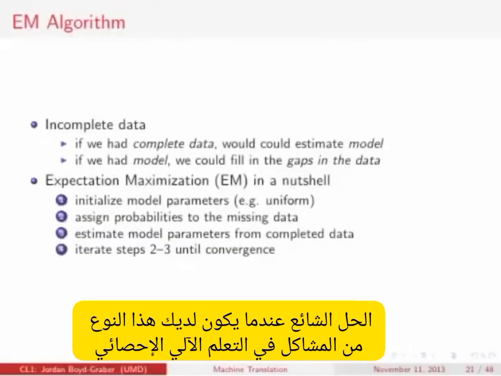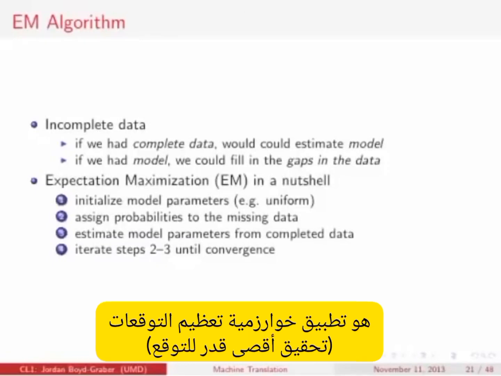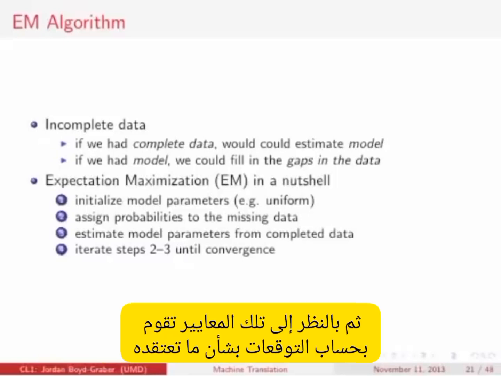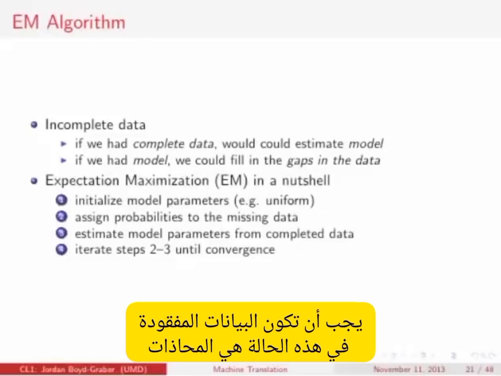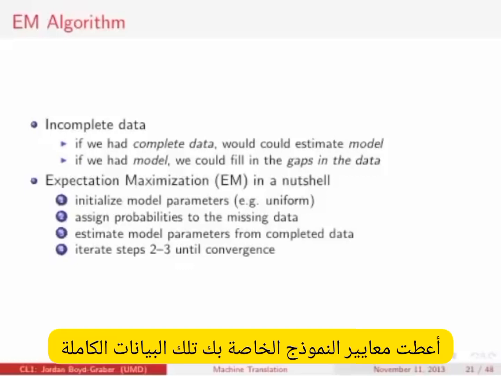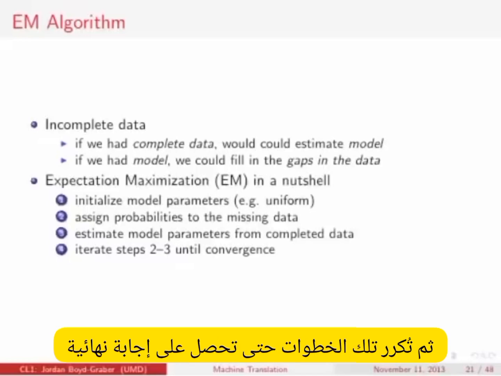So a common solution when you have this kind of problem in statistical machine learning is to apply the expectation maximization algorithm. What you do is you initialize your model parameters somehow, and then given those parameters, you compute expectations over what you think the missing data should be. In this case, it's the alignments. And given that missing data, you compute your model parameters given those complete data. And then you repeat those steps until you get a final answer.